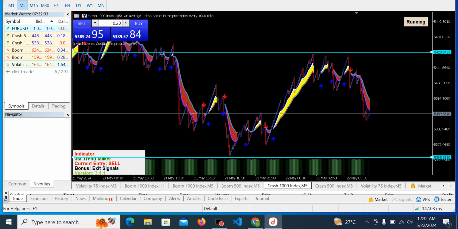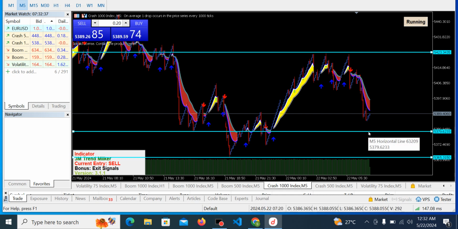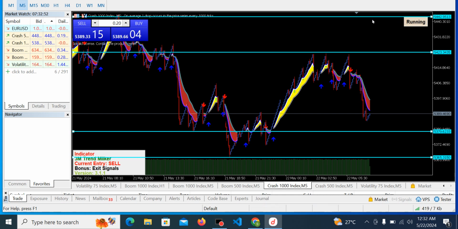The pullback is most likely to get to this particular support zone, but if it breaks out from there, then you should expect it to get to this last part. But if it does not break out from here, then it should go back up and see if it can break out from this resistance zone, and if it breaks out from that resistance zone, then we should expect it to get to this region. So all these are very, very important. You guys should take advantage of the market right away.